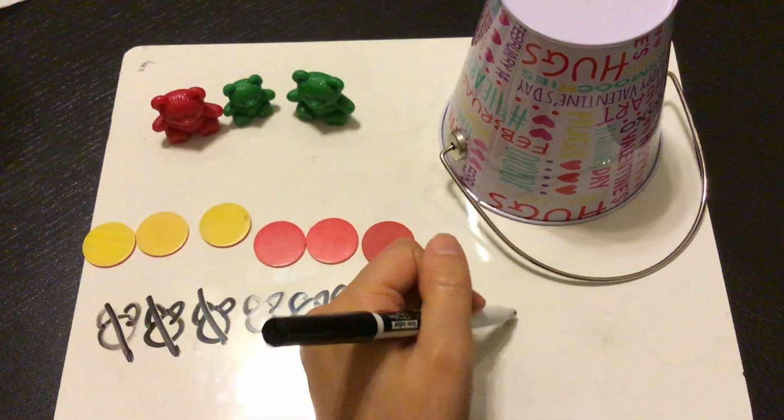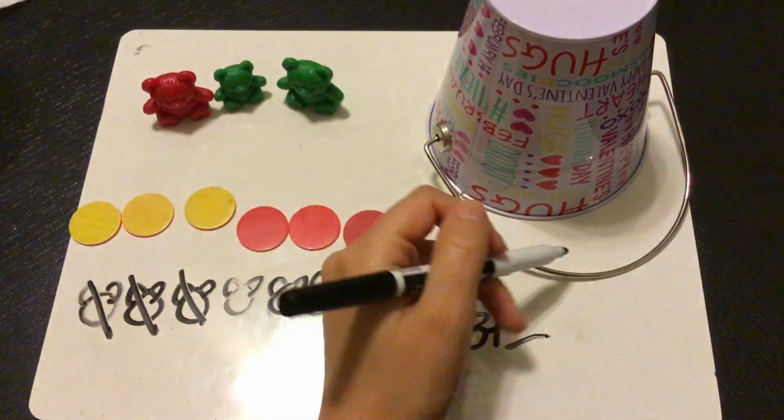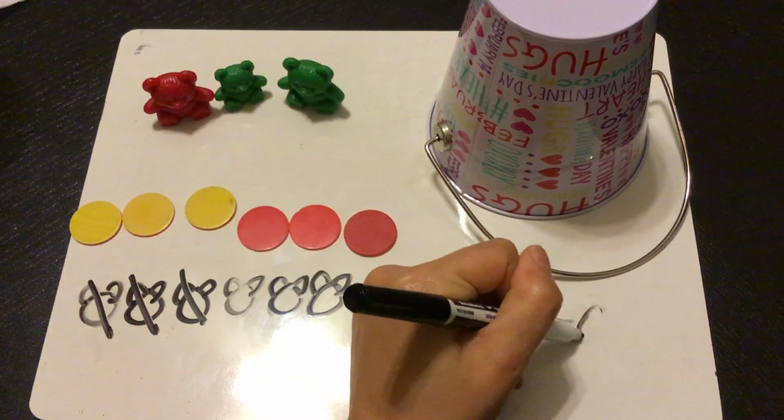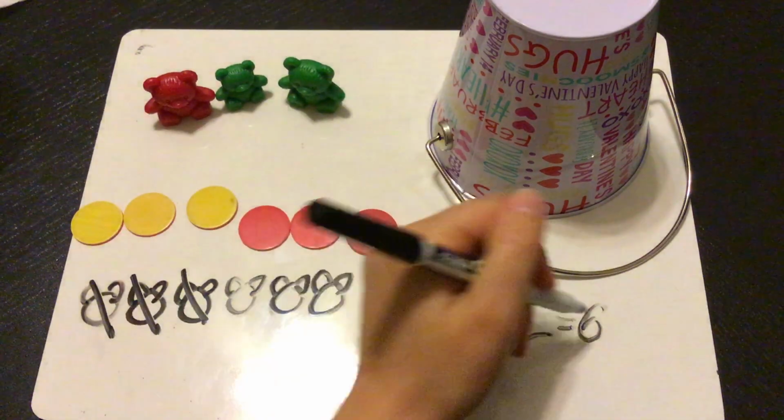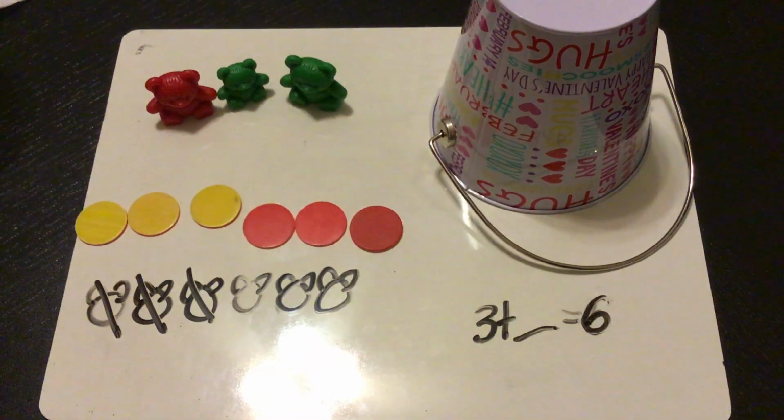When we write our addition sentence, it will look like this: 3 plus a number we don't know yet equals 6. Can you answer that addition sentence already? Can you figure that out? I bet you can. Fill it in.